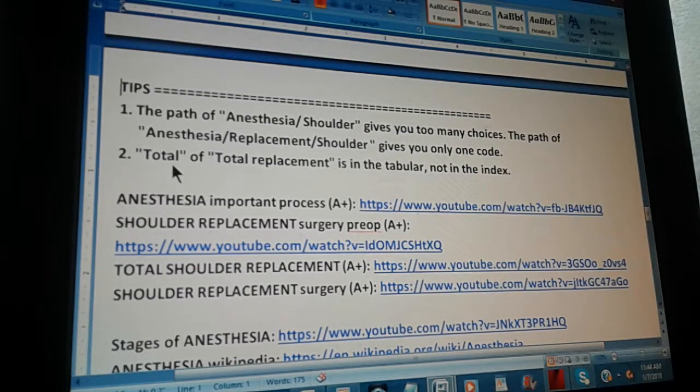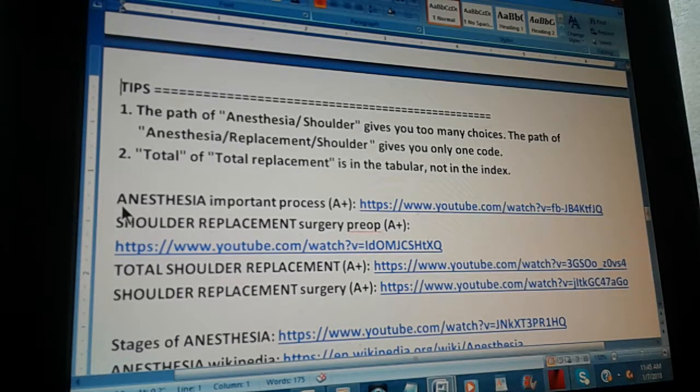The second tip: the word total in total replacement is in the tabular, not in the index. Sometimes not all the keywords are in the index. The index is just an approximation. When you go to the tabular, try to find all or most of the keywords there, because the tabular gives you a more detailed explanation of the procedure. In this case, total is not found in the index. It just says replacement, not whether it's partial or total. But when you go to the tabular, you find total replacement right there. So those are 2 tips for you to find the code.